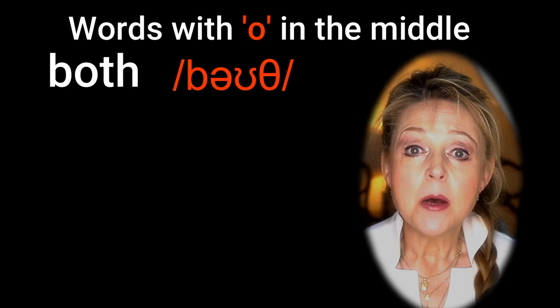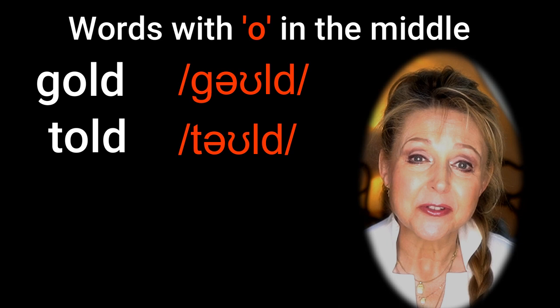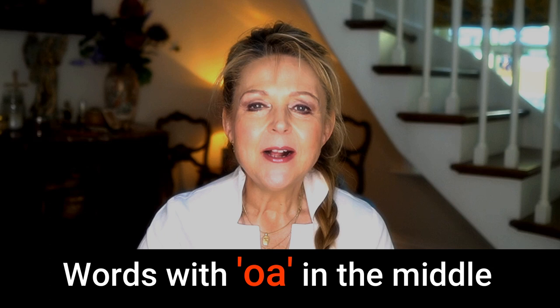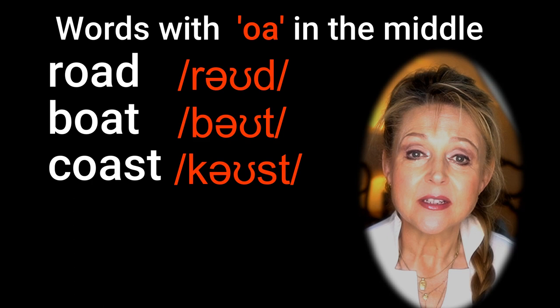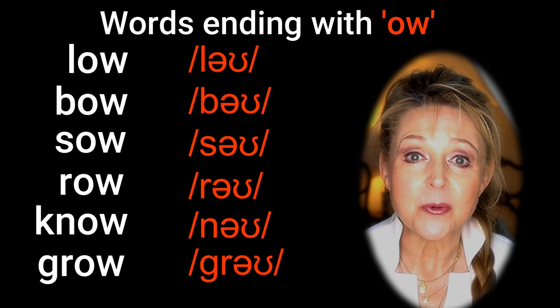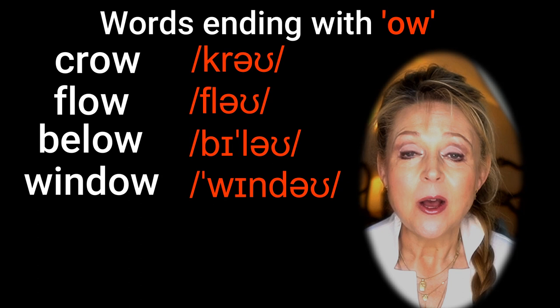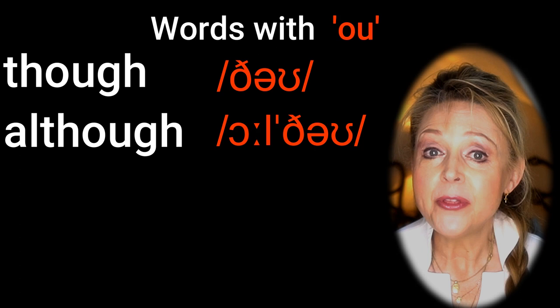Some words with O in the middle of words, such as both, most, post, host, cold, gold, told, sold, fold. Most OA words like road, boat, coast, loathe, coax. Less common are words ending in OW like low, bow, sow, row, no, grow, crow, flow, below, window, arrow, sparrow. And now words with OU like though, although, dough, and donut.